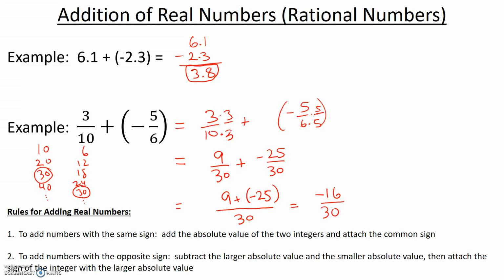Any fraction needs to be in simplest form. So let's find the largest number that can divide both 16 and 30, which is 2. So we would divide both the numerator and denominator by 2, and our final answer would be negative 8 over 15.